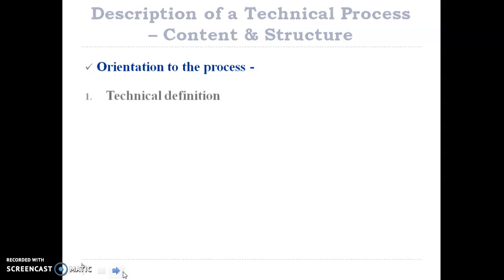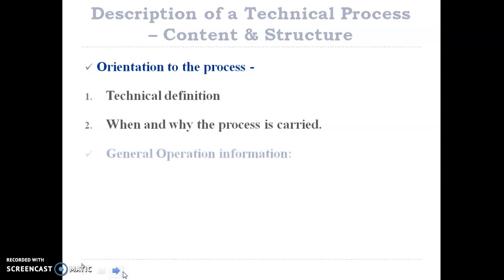It's like again introducing the process that you are describing in this description. First we should provide a technical definition of the process, and then when and why that process is carried out. So it's like introducing what the process is, and why and when that process is required.